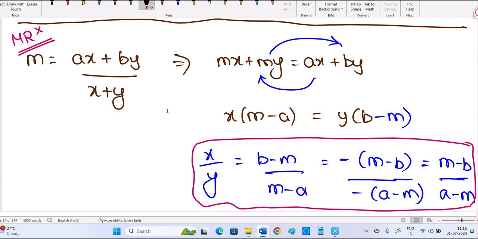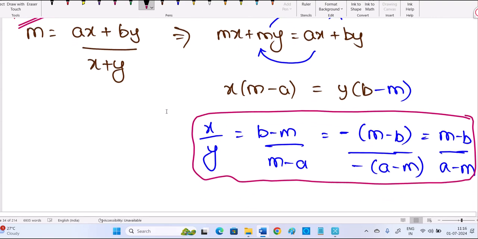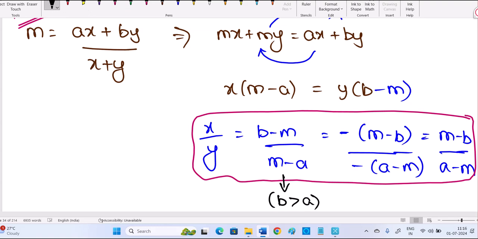Now people may have a doubt: which formula to apply at what time, sir? This one you apply when B is greater than A. This one we should apply when A is greater than B. (B minus M) divided by (M minus A), or (M minus B) divided by (A minus M). But I don't ask you people to memorize these formulas by heart.